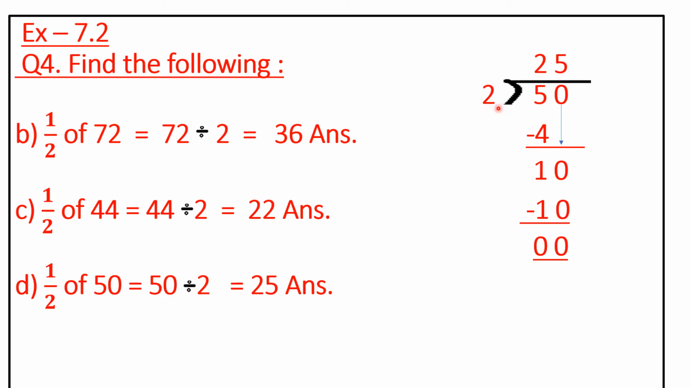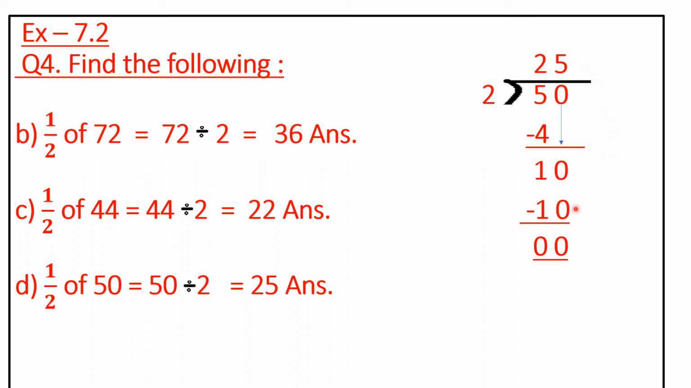Now in the table of 2 you have to get 5. You are not getting 5. 2 2s are 4 and 2 3s are 6. So you will apply here 2 2s are 4. Now 5 minus 4 is 1 and this 0 you copy, that is 10.